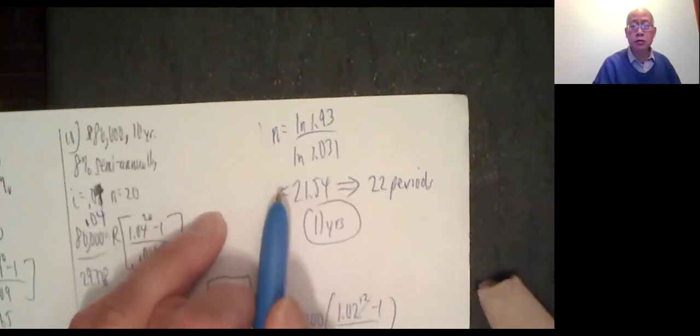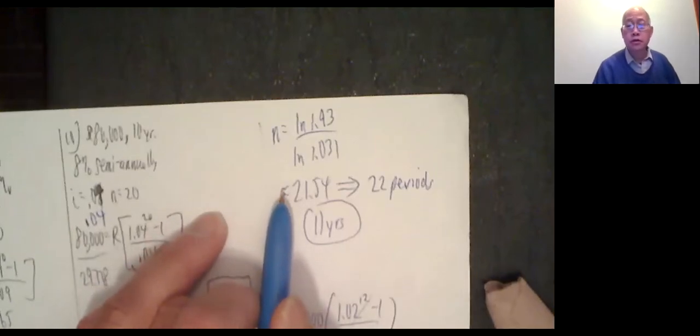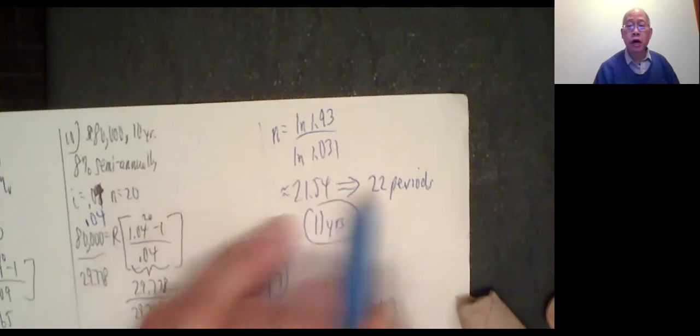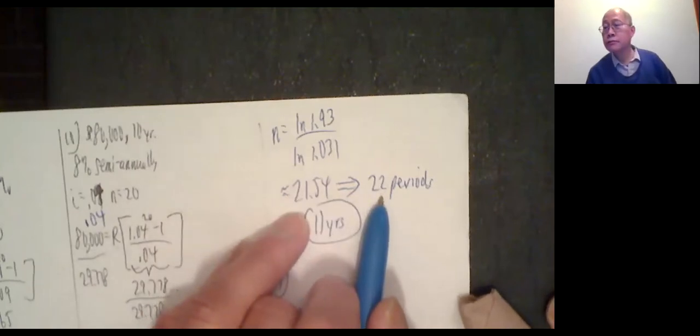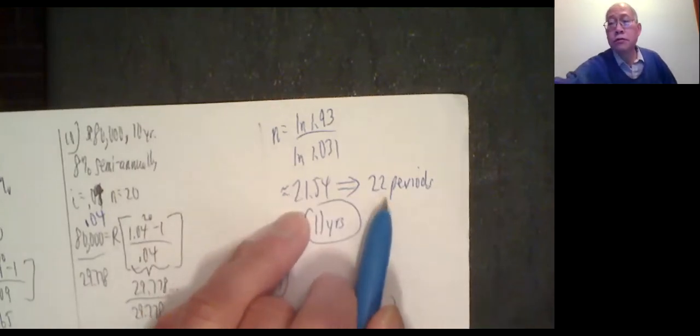N represents periods, though. You can't have a fractional period. So you go up to 22 periods. Right? So 22 periods.